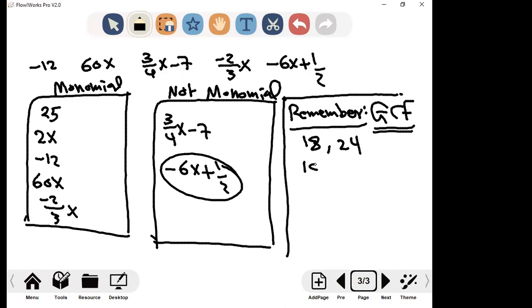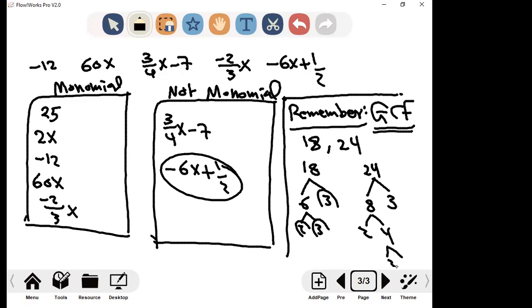We take the 18 and we make a 3-way for it, remember? 18 is 6 by 3 or 9 by 2. We choose any two. Say 6, then 2 by 3, right? Can we do more for the 2? For the 3? No. Primes, we call them. How about the 24? 8 by 3, right? 2 by 4, right? 2 by 2. We cannot do more for the 3 and the 2, right?